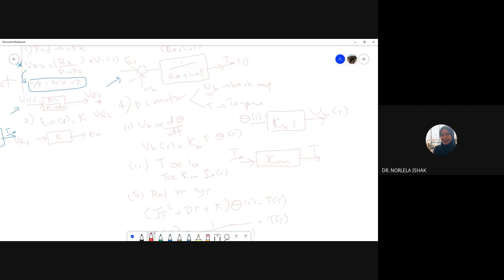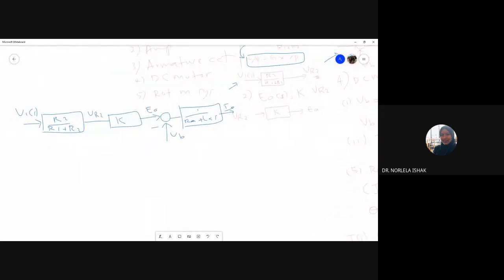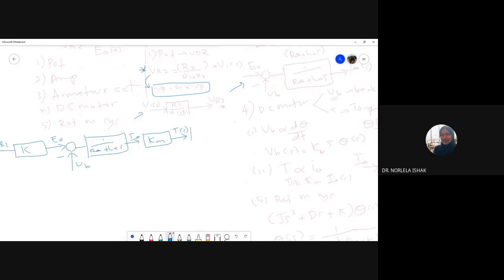So from IA we go here. So the next one goes to IA. What was IA's gain? KM, right? So KM's output is torque. Then this goes into the rotary mechanical system, so 1 over Js squared plus Ds plus K. And the output is the angular displacement.